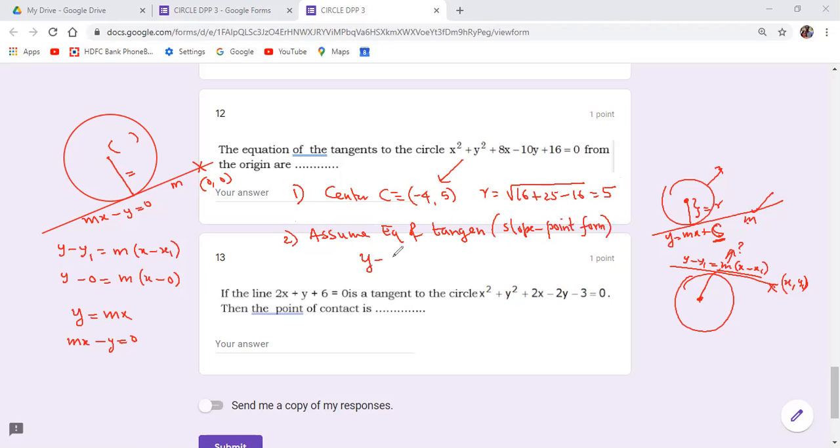So y minus y1 is equal to m into x minus x1. So y minus 0 is m into x minus 0. So y is equal to mx. Make it equal to 0 format.